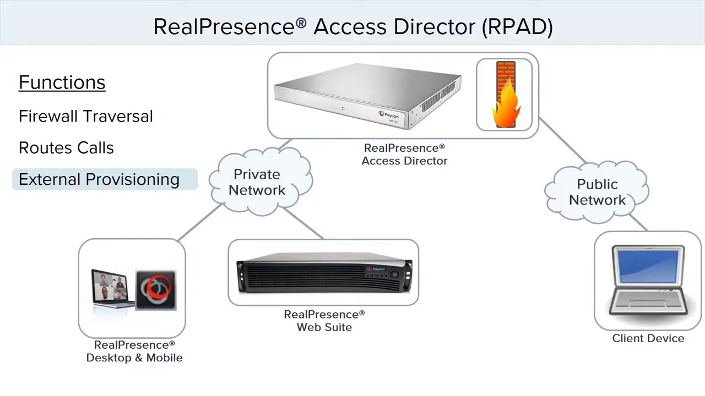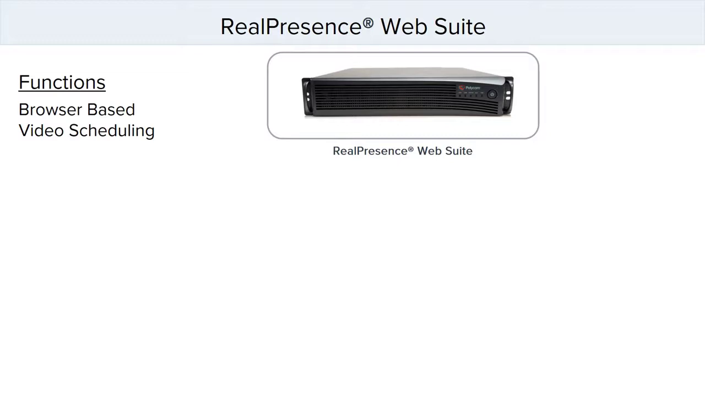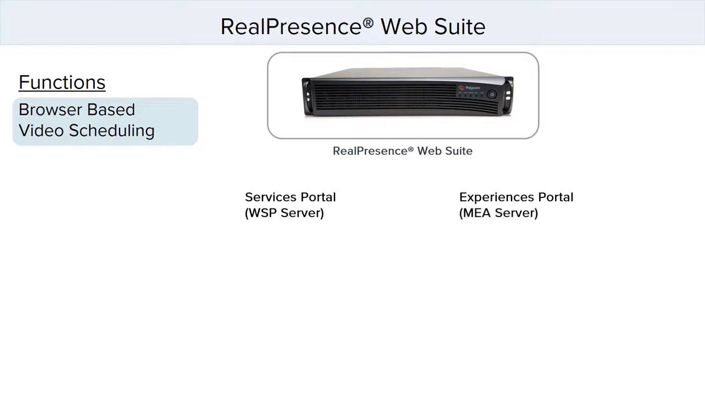The RPAD also works with Polycom's Web Suite software when external video participants need a web-based video platform to join a conference. The Web Suite software is comprised of 2 main subcomponents called the Services Portal and the Experience Portal. The Services Portal is also known as the WSP server, and the Experience Portal is known as the MEA server. The Web Suite servers allow users to schedule conferences, send out invitations, and then join their conferences using both Polycom traditional endpoints and the Web Suite browser-based video codec.